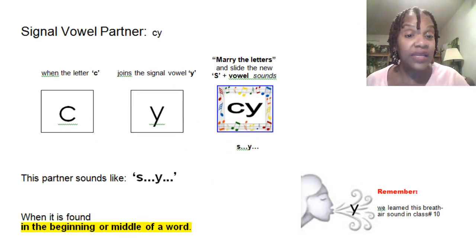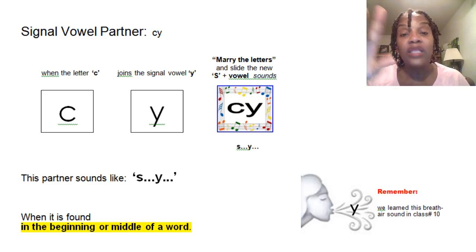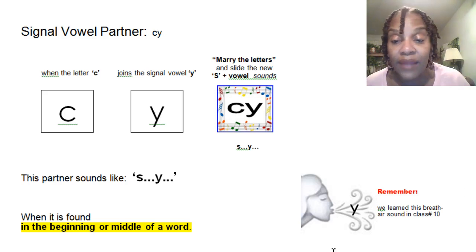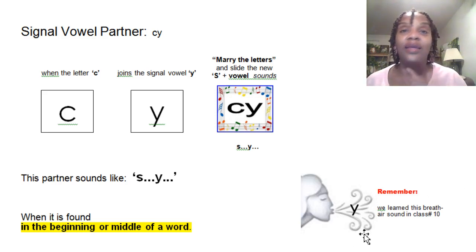So when the letter C joins a signal vowel Y, the cousin Y, we marry the letters together and we slide the new S plus vowel sound together and it makes the S sound. S. All right. Now, remember, the letter Y is a breath air sound. To make this sound, you just push air from the back of your throat. You do it. All right. So to sound out this partner would be S, S, S. But there's a catch. It only says S when it's in the beginning or in the middle of a word. Okay. It's going to make sense in a moment because remember I said when the letter Y is at the end of a word and there's another vowel, it always makes the E sound.